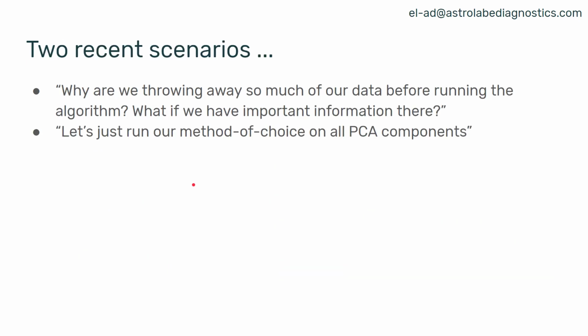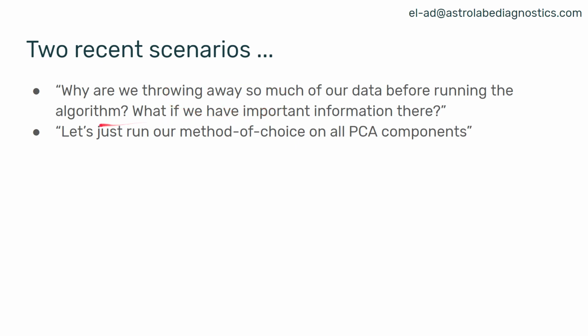And in the past few months, I encountered two interesting scenarios when speaking to other researchers. The first one was concern. Why are we throwing away so much of our data before running the algorithm? What if there's something important there in the context of CyTOF? If you go from 50 dimensions to 20 or 30, you throw away 20 dimensions of data. And in the context of single-cell RNA sequencing, it's very common to start from 20,000 dimensions and go down to 1,000. So there is some concern there.